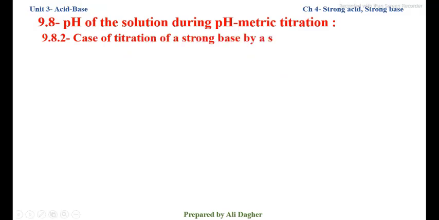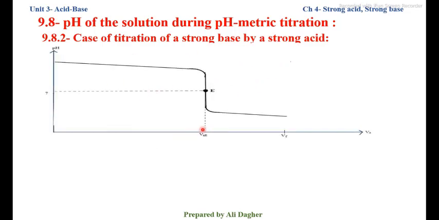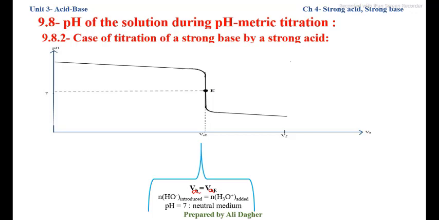Now, case of titration of strong base by strong acid. This is the curve of titration of strong base by strong acid. At equivalence, the volume of acid added VA equal volume VAE and number of mole of HO- introduced equal number of mole of H3O+ added, and therefore pH equals 7, we have neutral medium.